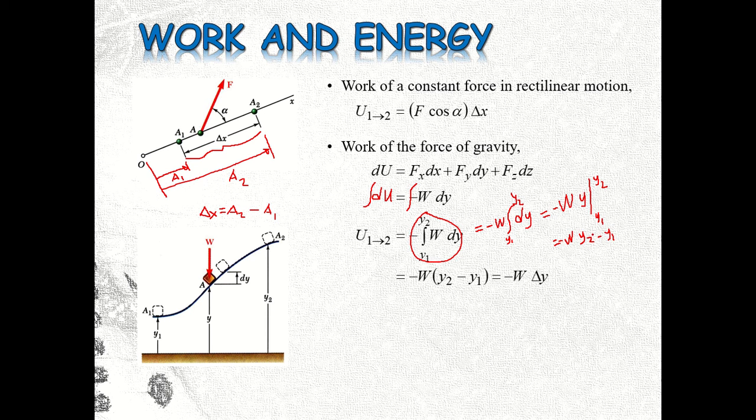Okay, so that's why you have this resulting equation here. You see that delta y, y sub 2 minus y sub 1, is just equal to delta y. So this difference is just equal to delta y. That's why our equation reduces to minus W multiplied by delta y.